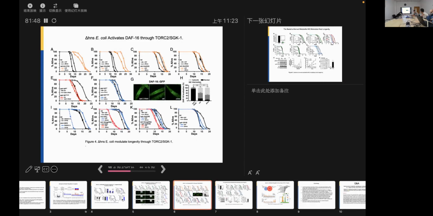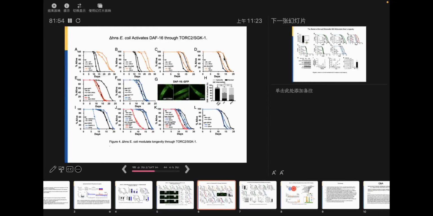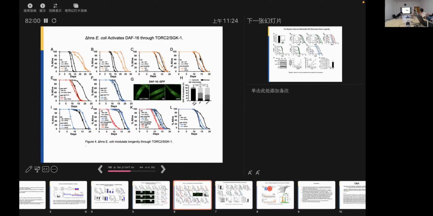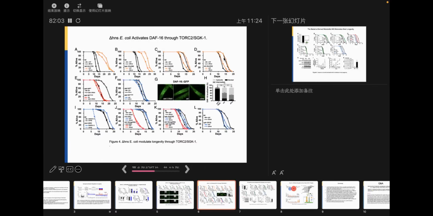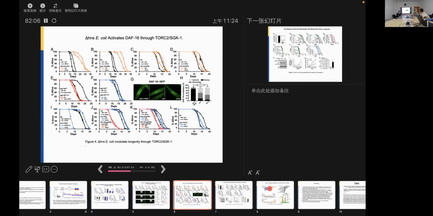Actinonin did not induce the DAF16 signal. It's not clear to you why it doesn't induce the DAF16 signal if they proved before that the effect on longevity is dependent on DAF16. Which is strange. Why don't we see an increase of DAF16 signal here? It's not clear.